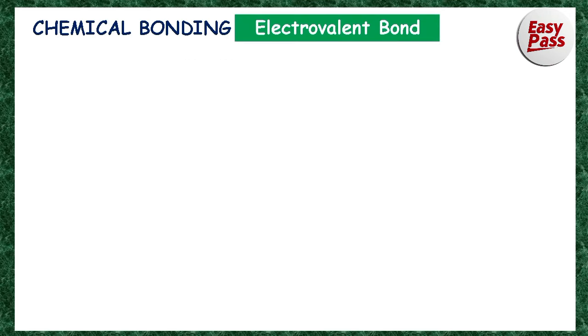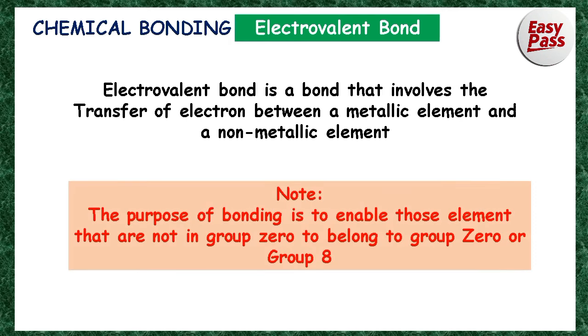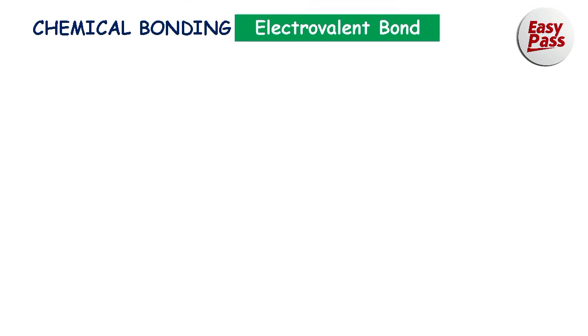Electrovalent bond. Electrovalent bond is a bond that involves the transfer of electrons between a metallic element and a non-metallic element. Note, the purpose of bonding is for those elements that are not in group 0 or group 8 to belong to group 8. A good example of electrovalent bond is found in sodium and chlorine.